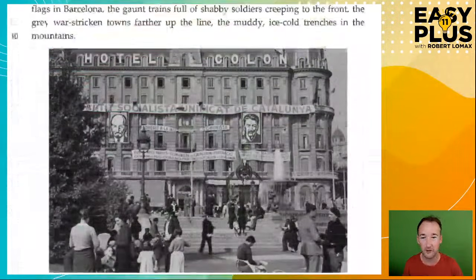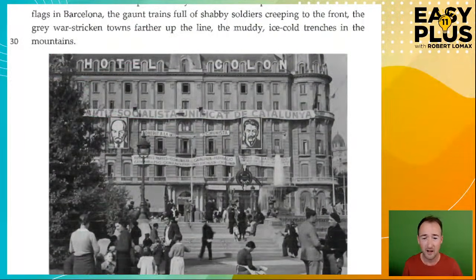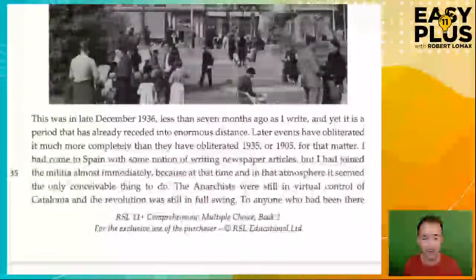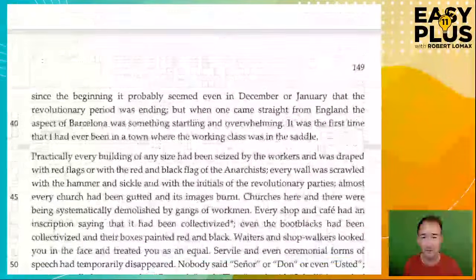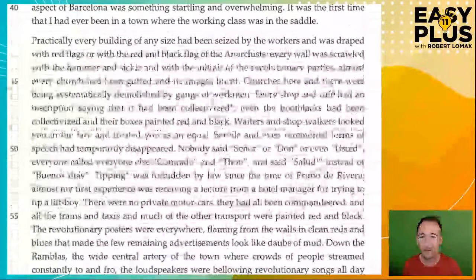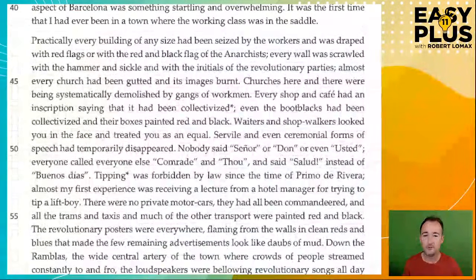You've got a nice picture of communist banners on the front of the Hotel Colón in Barcelona during the revolutionary period in Spain. But anyway, putting that behind us. Okay, so we are looking at, have to remind myself. Oh yeah, so it's this paragraph here.